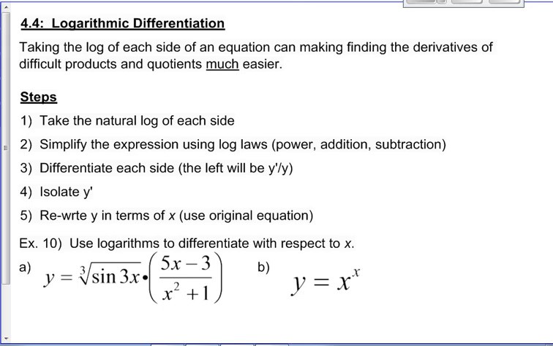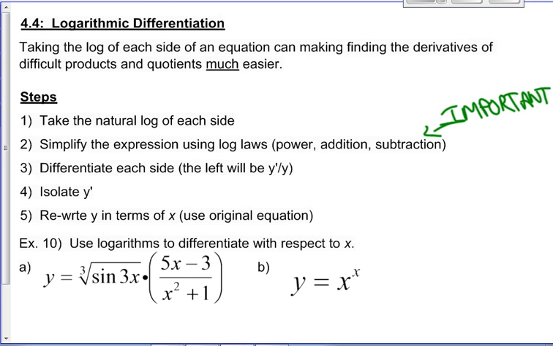So down in example 10, I have something that is just horrible. And then worse than that, I have something that looks like it's impossible. Let's look at how we can use logs to make these both doable. So the steps are take the natural log of each side. Then you're going to simplify using log laws. This is the most important part of the technique. Use all of the log laws that you can.